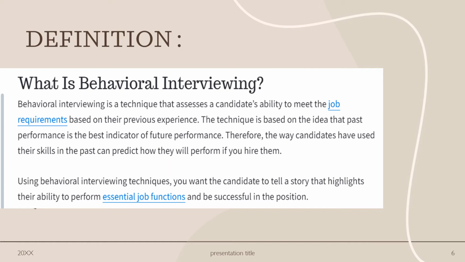Therefore, the way candidates have used their skills in the past can predict how they will perform if you do hire them. Using the behavioral interviewing techniques, you want the candidate to tell a story that highlights their ability to perform essential job functions and to be successful in that position.